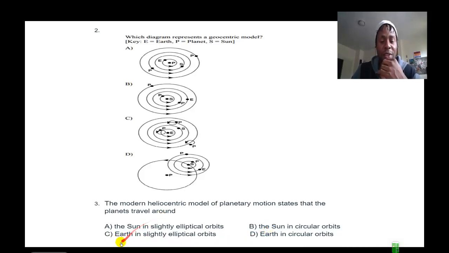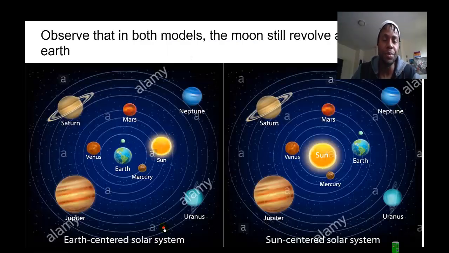Does the planet revolve around Earth in a slightly elliptical orbit? No. Heliocentric is sun in the middle, not Earth in the middle. So option C is out of the way. Option D is also out of the way because it says Earth and in a circular orbit. So our correct answer here is the sun. So the planets revolve around the sun in a slightly elliptical orbit.